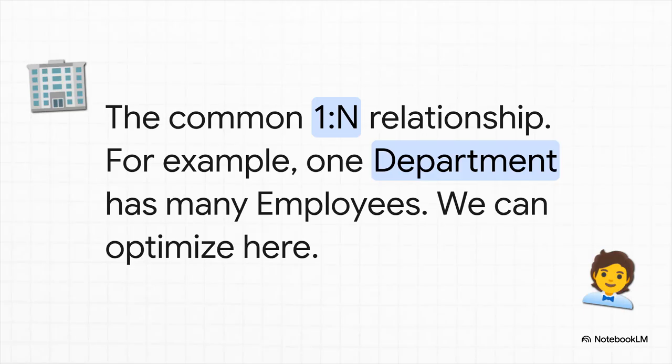Okay, moving on to the very common one-to-many relationship. Think about a department that has many employees. Unlike that many-to-many case, we can actually be a bit more clever and efficient here. That's right. For a one-to-many, we only need 2 tables. We get to optimize by merging the relationship information right into one of the entity's tables.